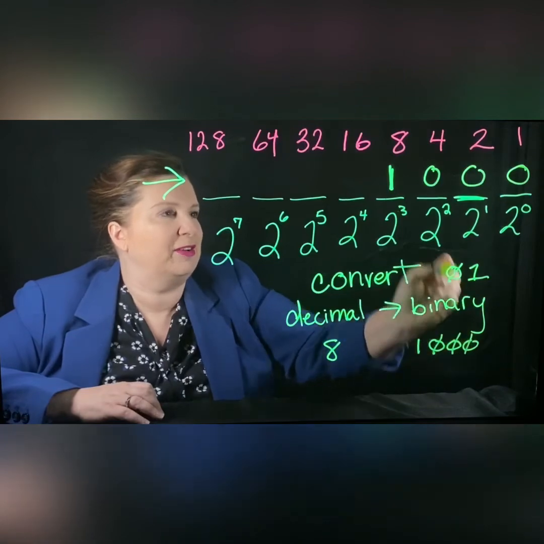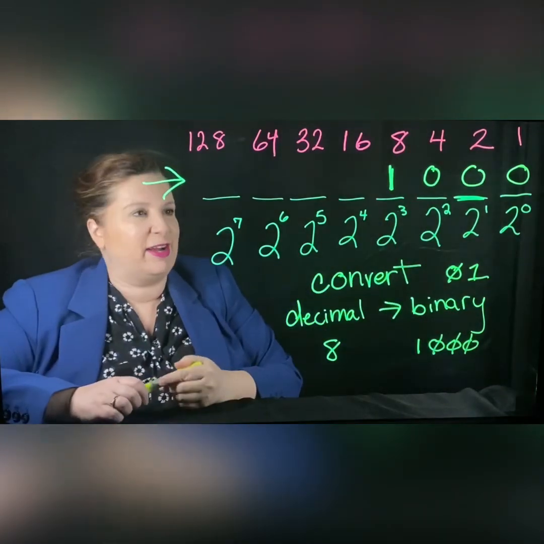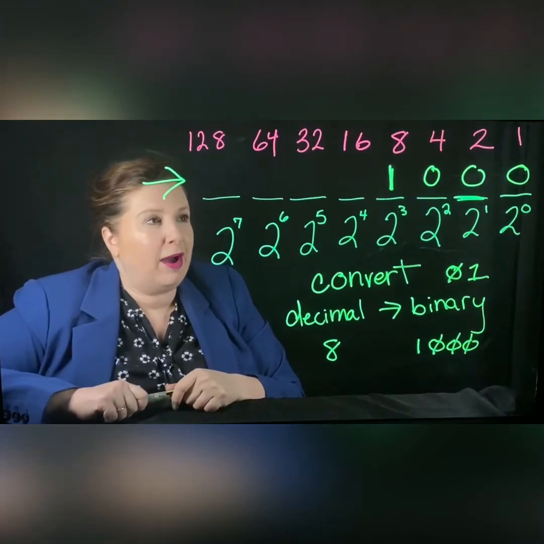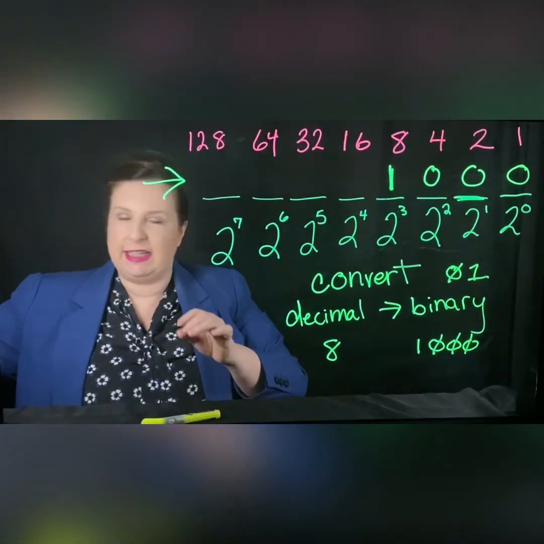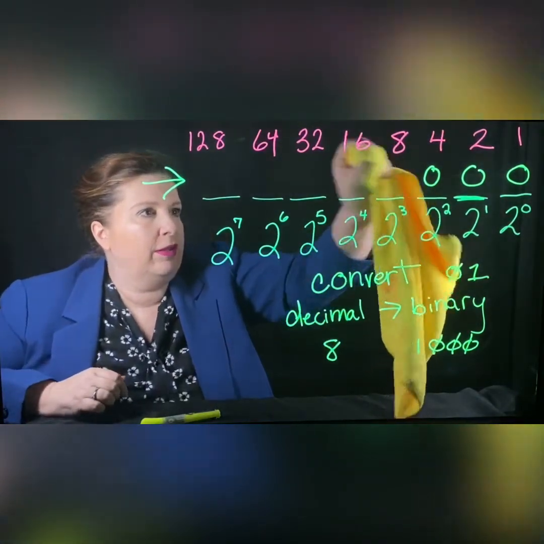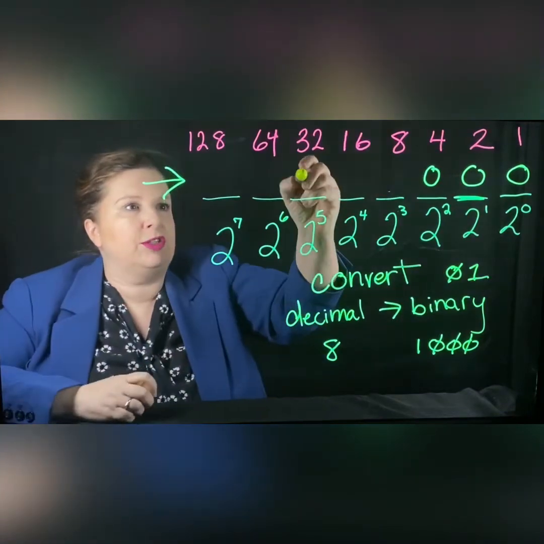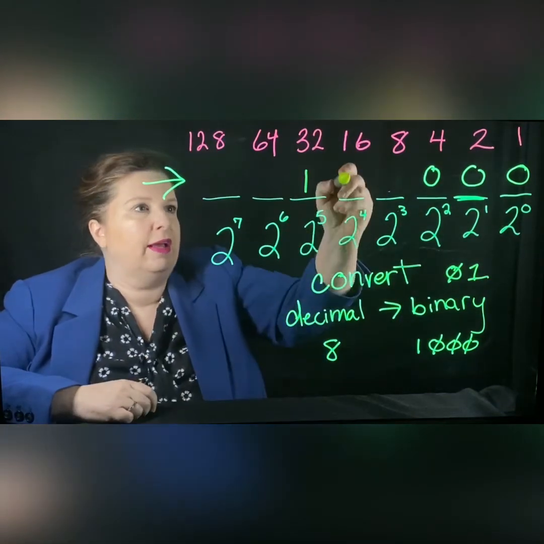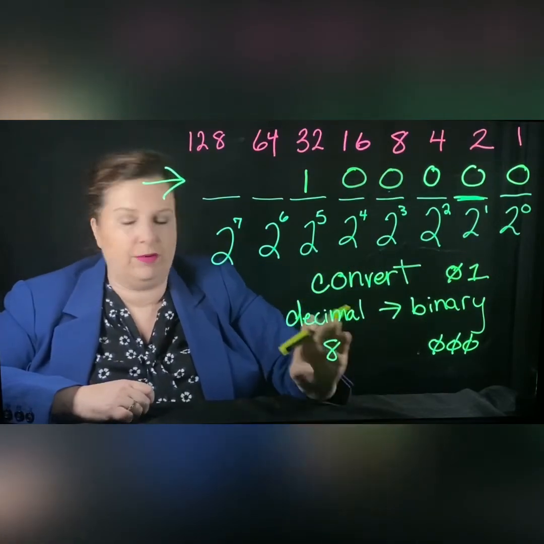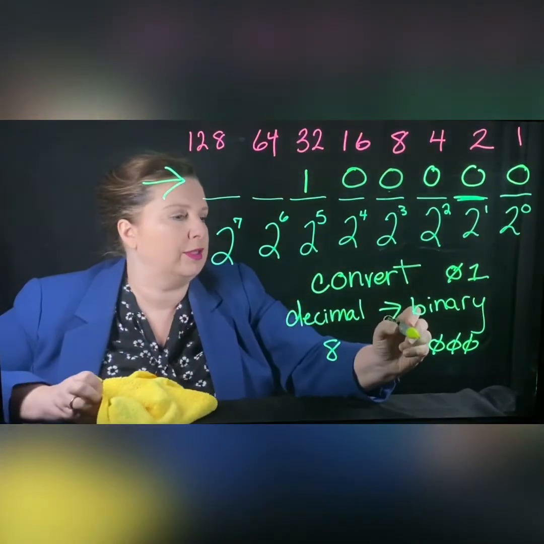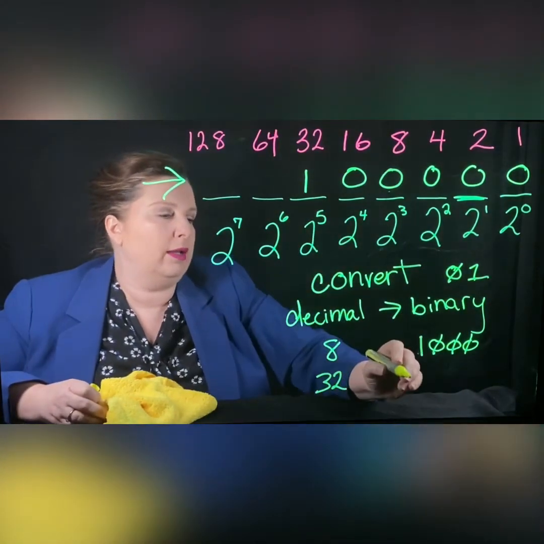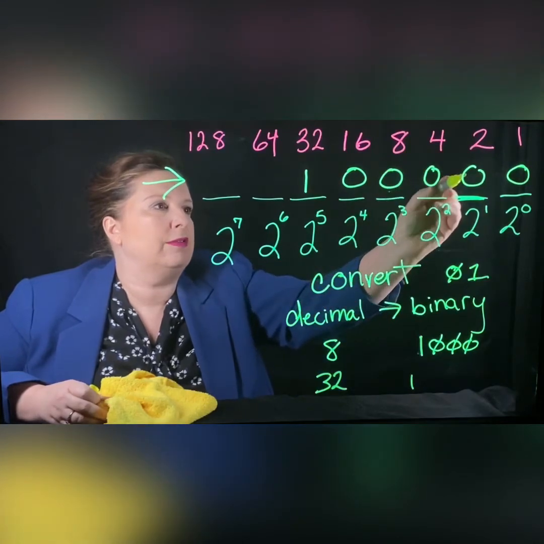I'll put the lines through for now, but I'm going to stop doing that because I'm going to be writing a lot of zeros. So now let's do another one real easy. Let's say we want the number 32. So we'll just turn on the 32 bit and then our binary for 32 is 1, 0, 0, 0, 0, 0.